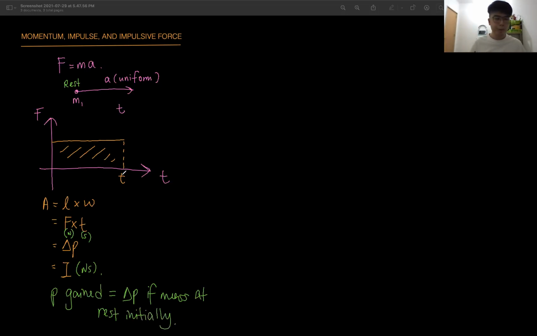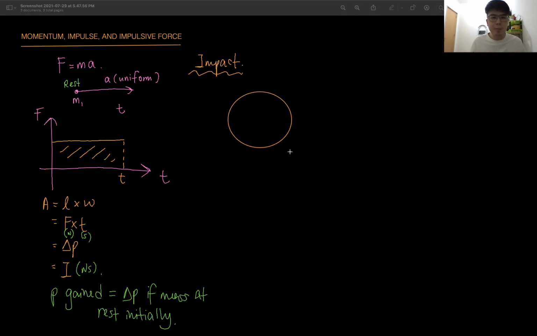Now, in reality, not all forces are constant. There are some forces that vary. They are variable, not constant. For example, forces that act in a very short period of time. Those forces result in impact. Impact forces act in a very short period of time. Now, how does an impact force work?